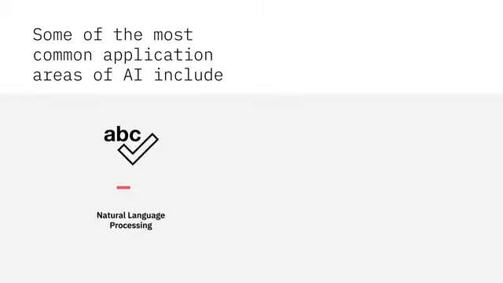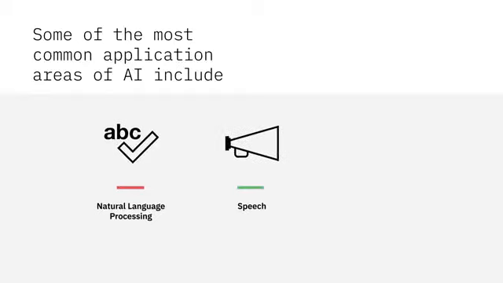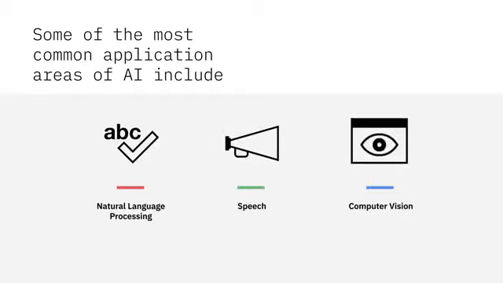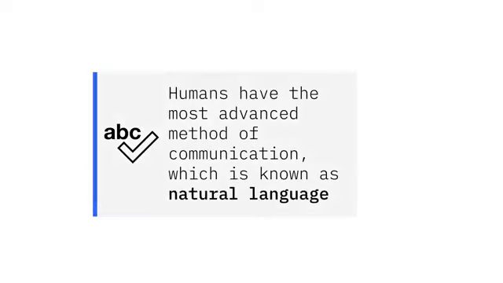Some of the most common application areas of AI include natural language processing, speech, and computer vision. Now, let's look at each of these in turn. Humans have the most advanced method of communication, which is known as natural language.